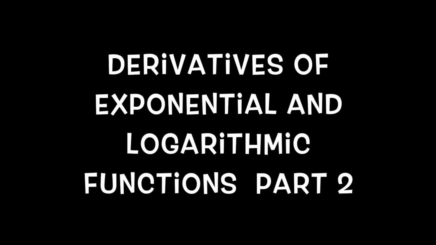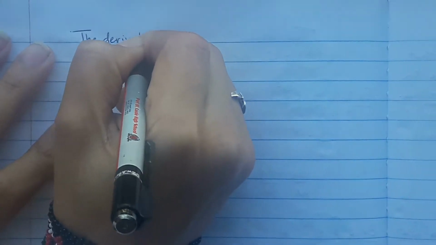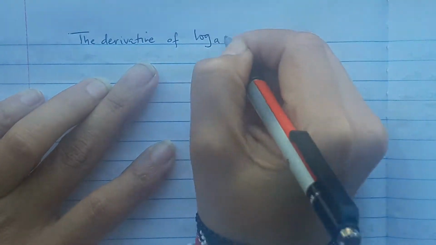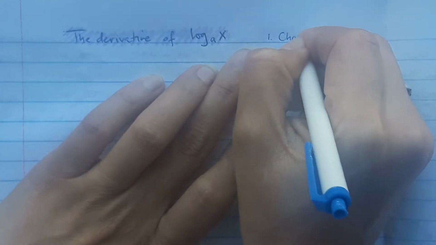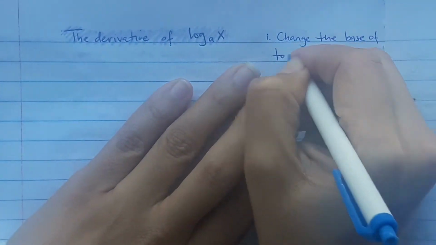We're going to take a look at taking the derivative of log with a different base and the derivative of a number raised to the power of x. So the derivative of log to the base a of x. Whether it's 2 or 10 doesn't matter. First step you need to do is change the base of the log function to natural logs.